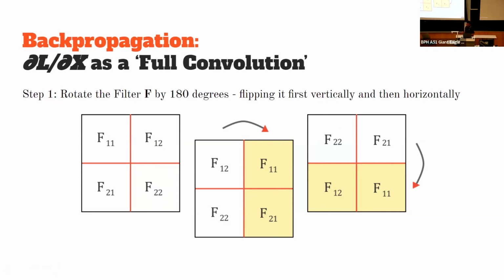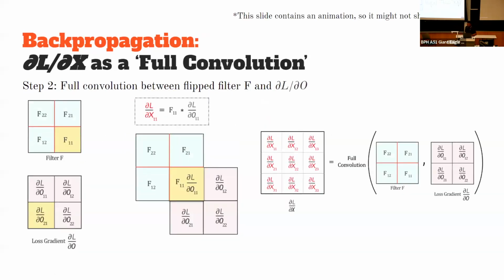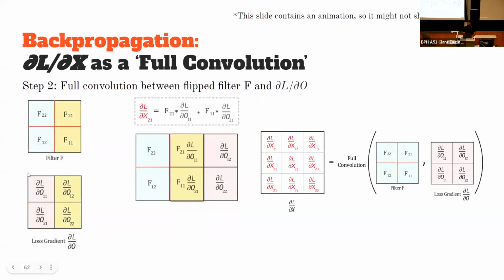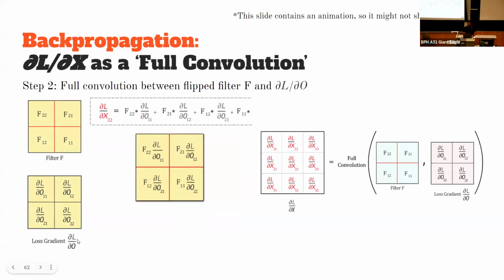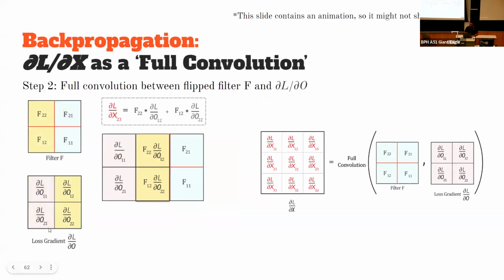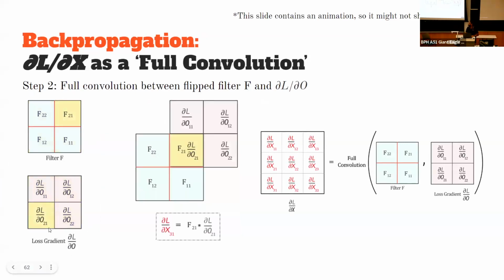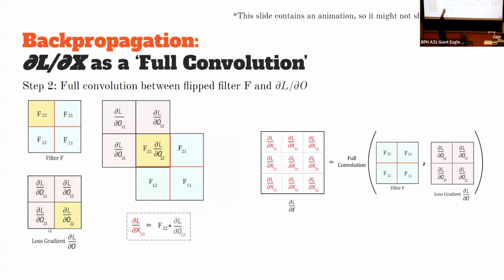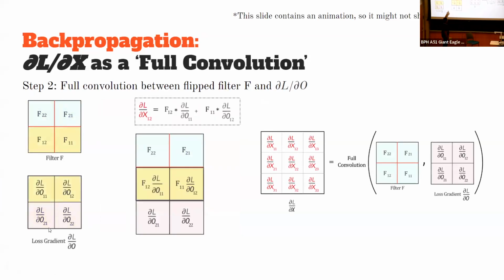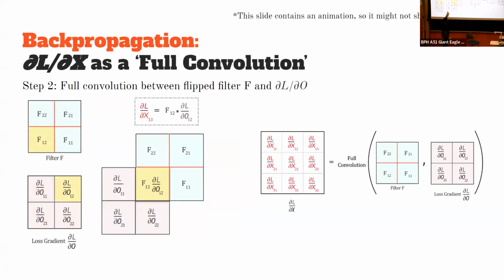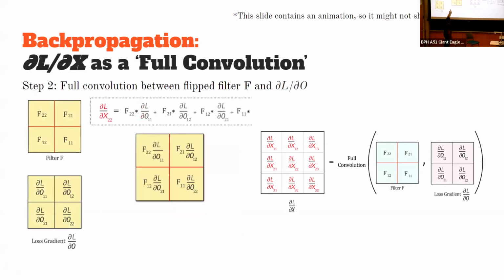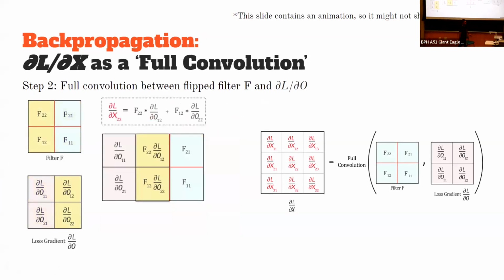But let's say we do this, right? Let's say we have the filter f, and we have the loss gradient, which is the derivative of the loss with respect to the output. And let's say I do a convolution here. Keep in mind this convolution is happening with a padding, because you can see the filter is actually going outside of your inputs. So this is actually happening with a padding.